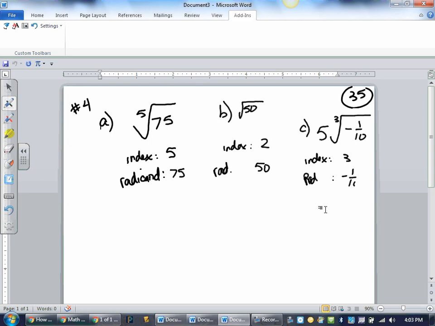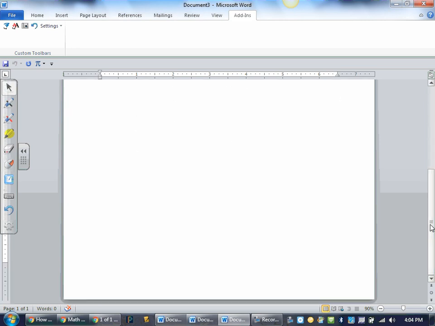The negative 1/10. The 5 out front does nothing but multiply it. Okay? All right. Now as you move down to the warm-up, we start talking some more about some rules. Right off the bat, it says that the square root of 9 times the square root of 4, we are allowed to do this.